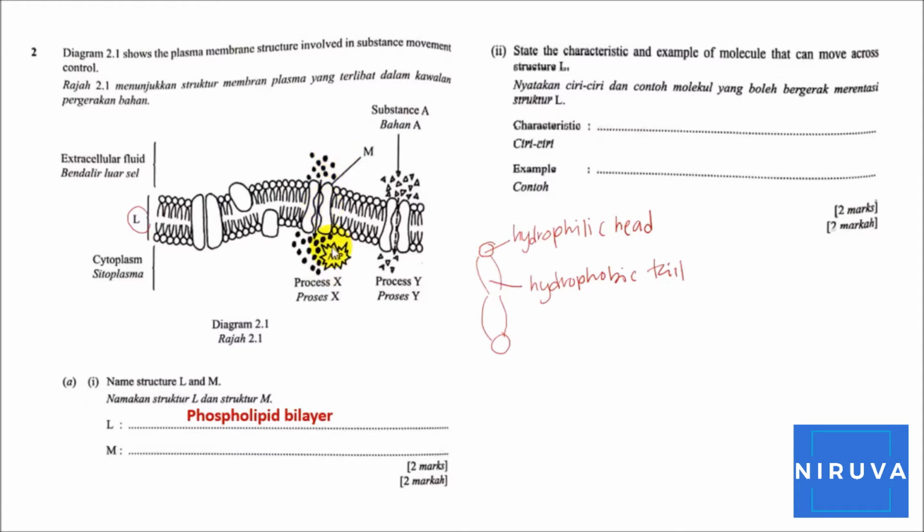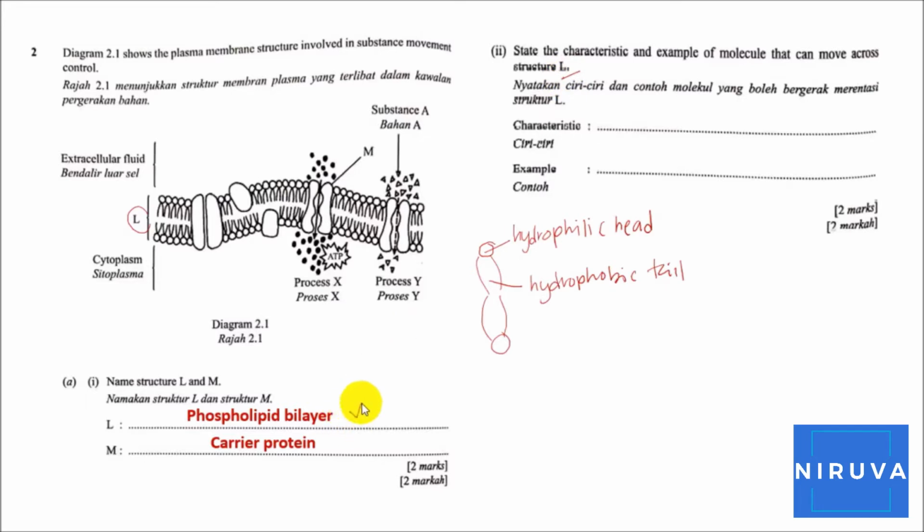And then we have structure M here, which is known as carrier protein, and it is also responsible for the passage for molecules to pass through the membrane. And then number 2, state the characteristic and example of molecule that can move across structure L.